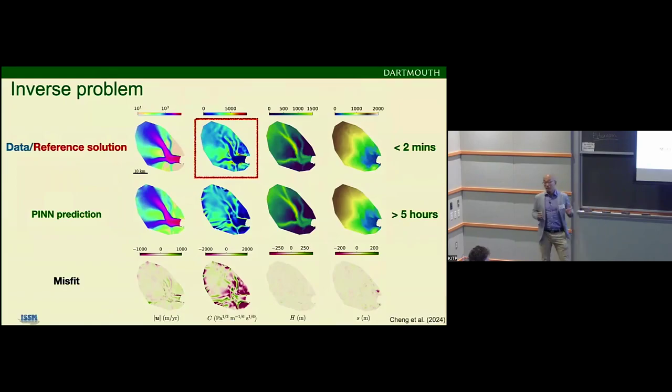However, something interesting comes out if you look at how long it takes to solve the problem. ISSM, the traditional numerical method, solves such an inverse problem in less than 2 minutes. The same problem with neural nets takes more than 5 hours. So then what's the point of using such an expensive framework?